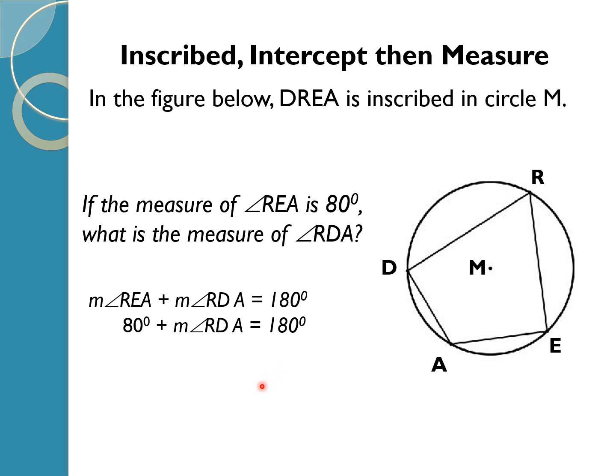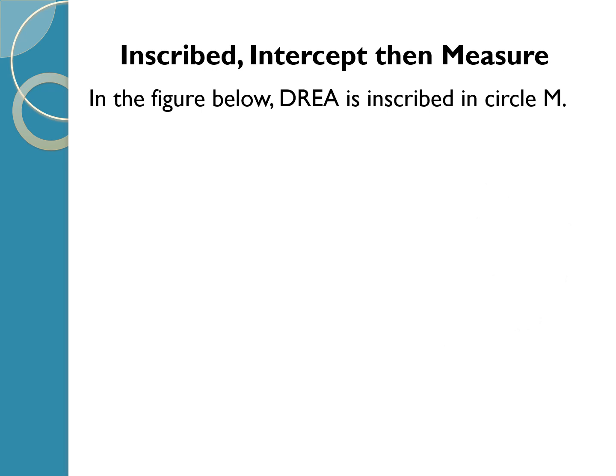And next, we're going to apply the addition property of equality. We will add negative 80 degrees to both sides of the equation and then simplify. So we have the measure of angle RDA is equal to 180 degrees minus 80 degrees. Here we will get the difference between 180 degrees and 80 degrees. So the measure of angle RDA is 100 degrees.